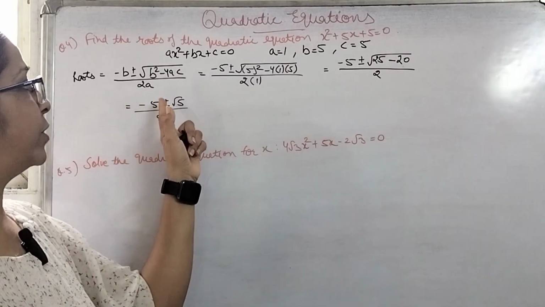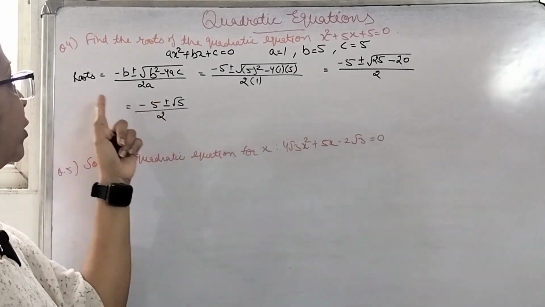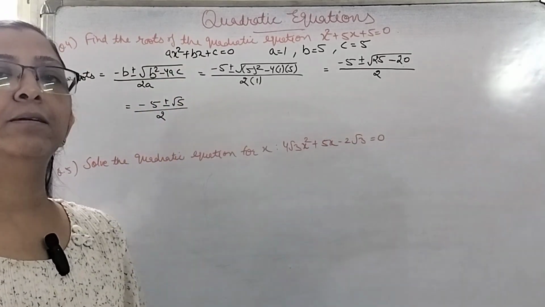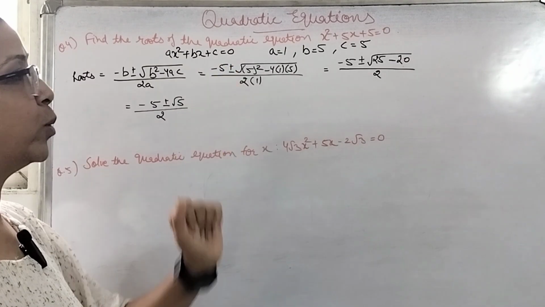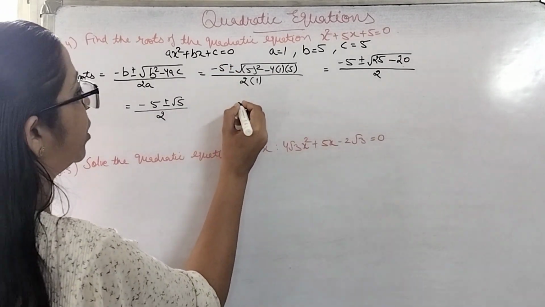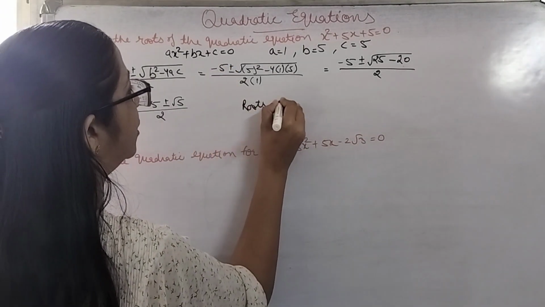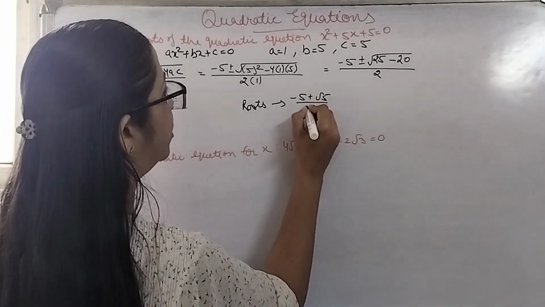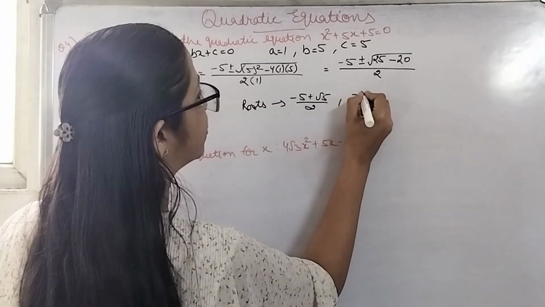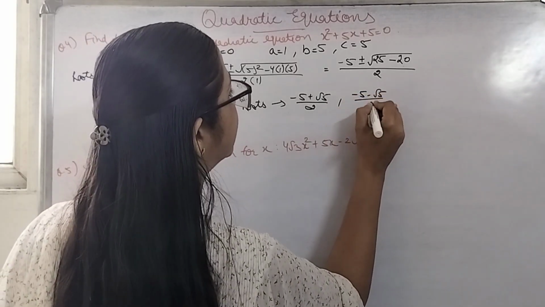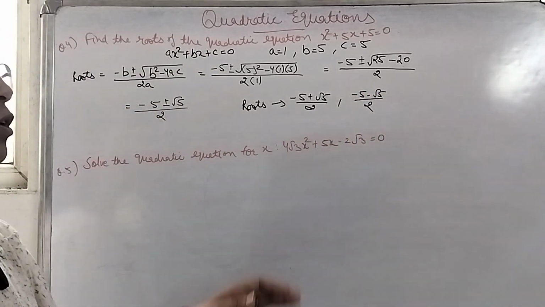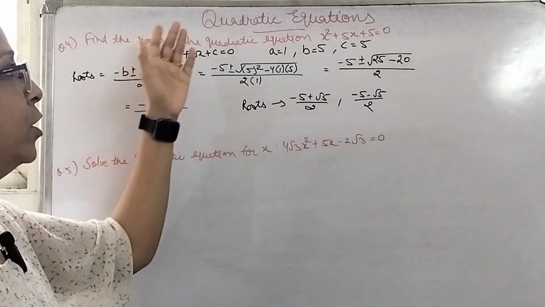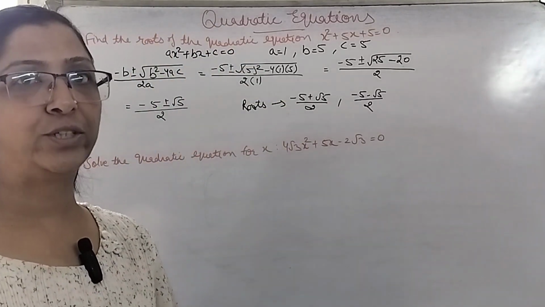So over here, if we take the plus sign, we will get one of the roots of the quadratic equation. If we take the negative sign, then we will find the other root of the quadratic equation. So one of the roots will be minus 5 plus root 5 by 2 and another will be minus 5 minus root 5 by 2. These two will be the roots of this quadratic equation. So this is how we can use the quadratic formula for finding roots of a quadratic equation.